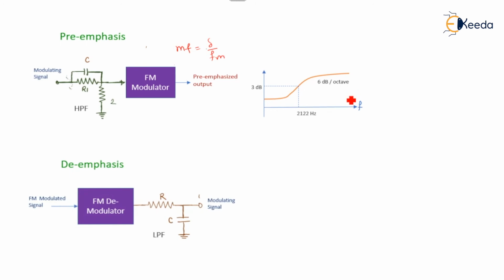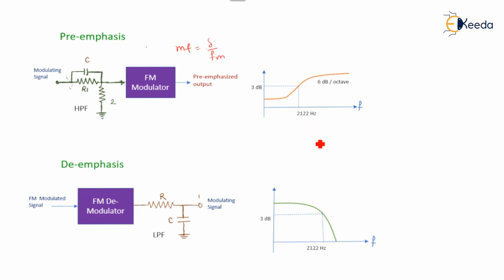Now at the receiving end, exactly the opposite procedure is carried out: whatever artificial boosting was given to the amplitude of the higher modulating frequency, the effect should be nullified at the receiving end. So the FM modulated signal is coupled to the FM demodulator. After that, the de-emphasis process starts, with the help of a low pass filter. Finally, we recover the modulating signal, and the de-emphasis takes place at the same cutoff frequency as on the transmission side.